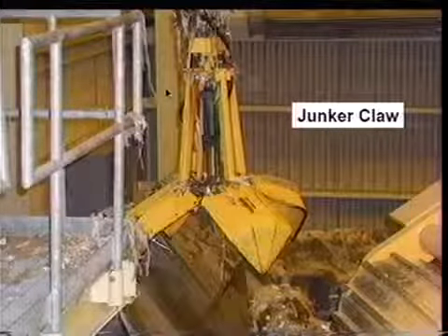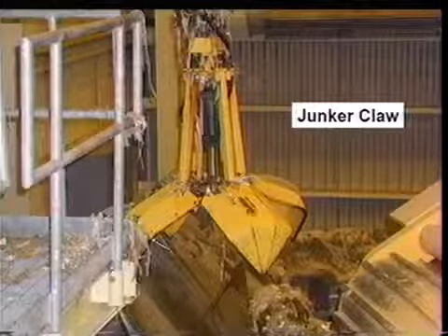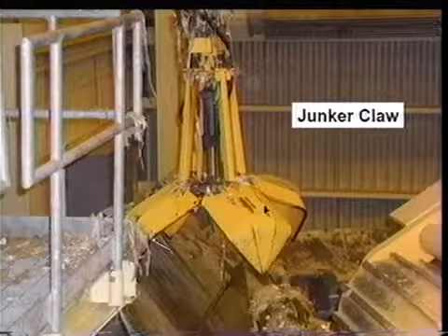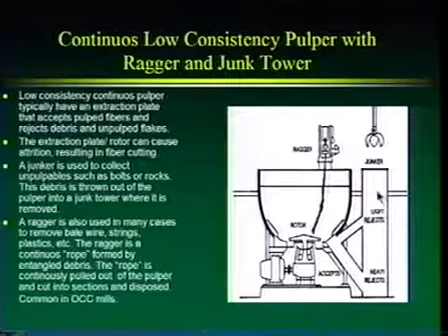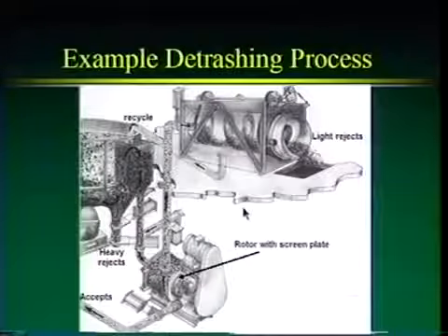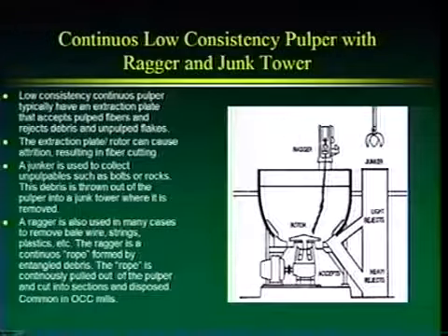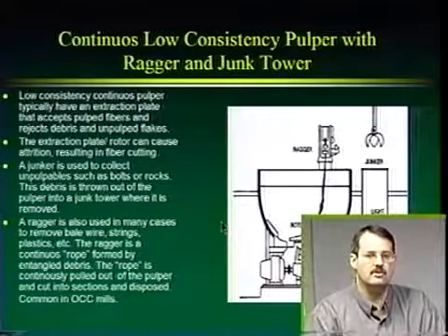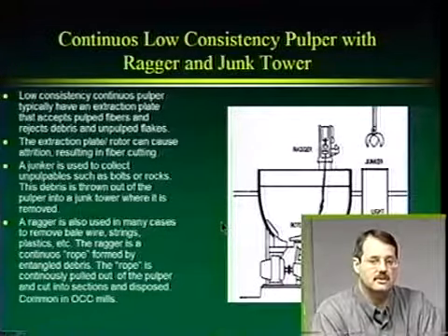The same pulper has a junker claw, and here's the junker claw. It might be 4 to 6 feet wide, I'm estimating. That junker claw is going to dip down into this tower, which collects all the large debris thrown from this rotor, and the large debris is just taken out by the junker. So that is one very common way in an OCC mill to remove large debris contaminants from a continuous pulper.